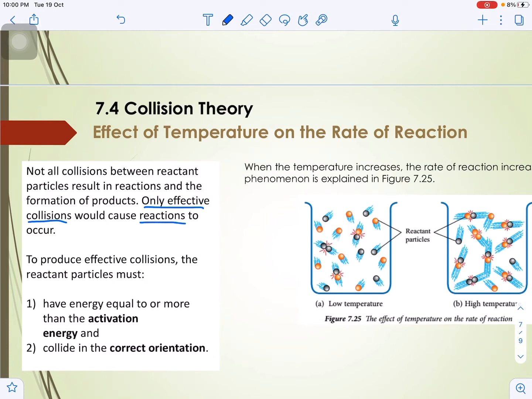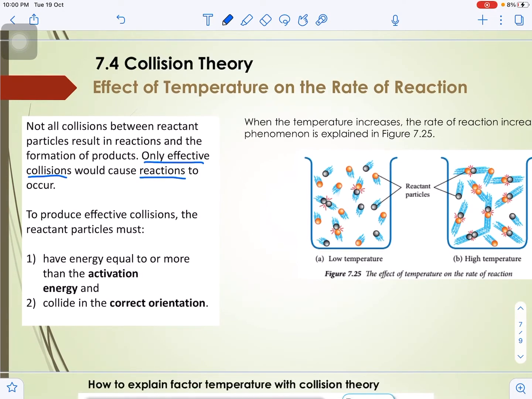Okay, so apa requirement, apa syarat untuk kita dapat effective collision? Syarat dia ada dua. Yang pertama, the particles must have energy equal to or more than the activation energy. Activation energy ini apa? Dia adalah the minimum energy needed in order to start a reaction. Perlu ke kita tahu nilai dia? Tak perlu tahu.